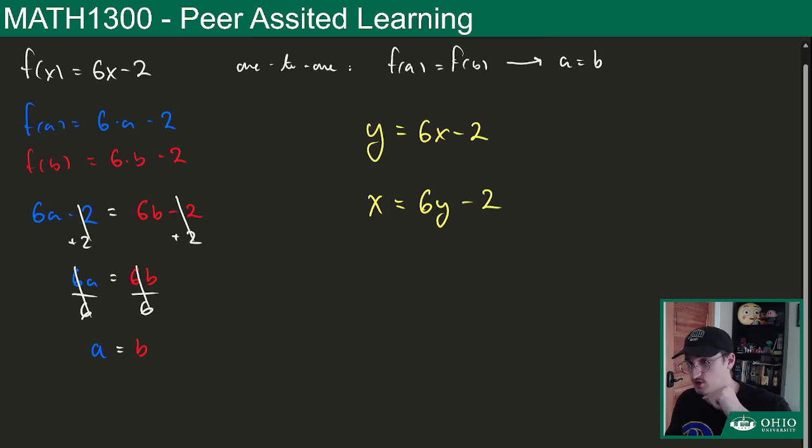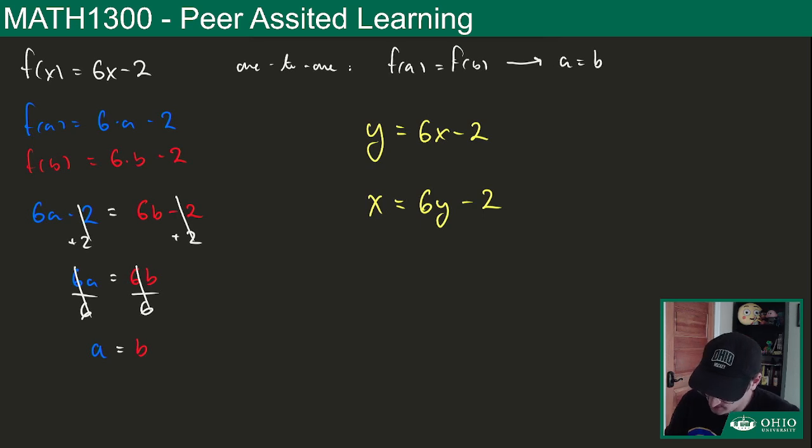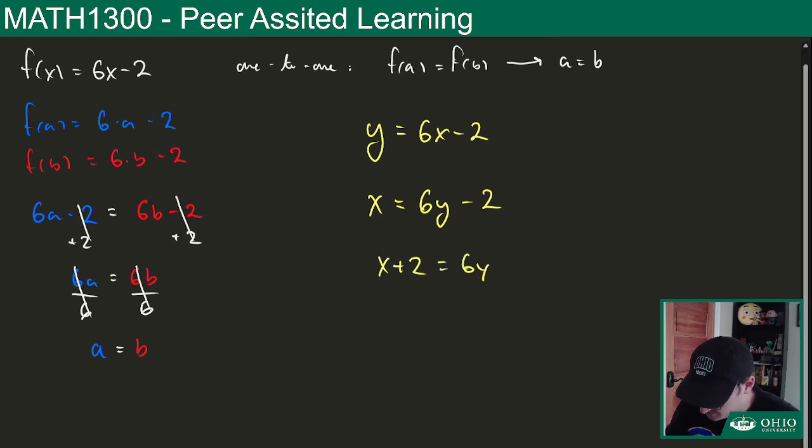Now we want to solve back for y. So we want to isolate y, and this should give us an inverse if we do everything correctly. So I can start by adding 2 to both sides. Then I will divide by 6. And now that I have y isolated, this is the definition of the inverse function. So I can write this as f inverse of x equals x plus 2 over 6.